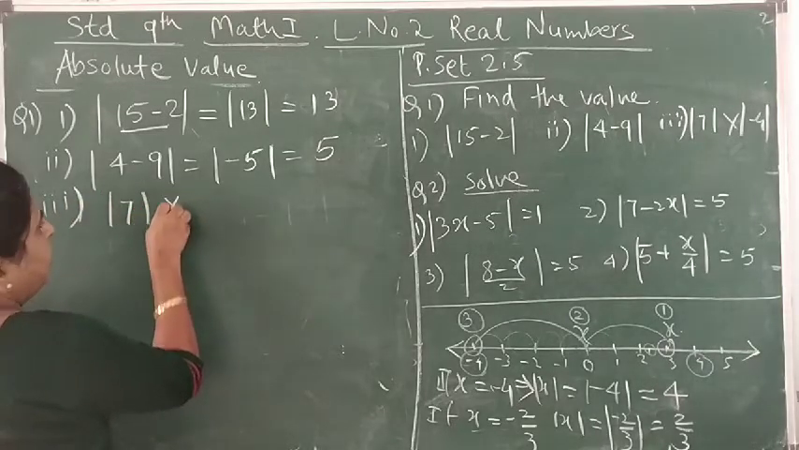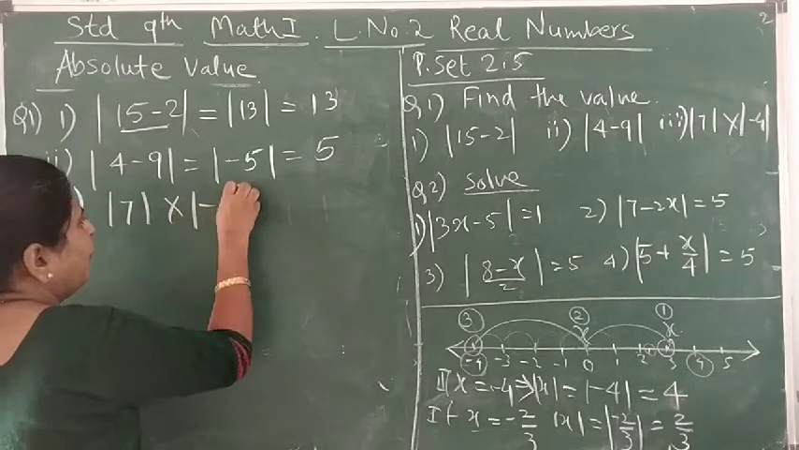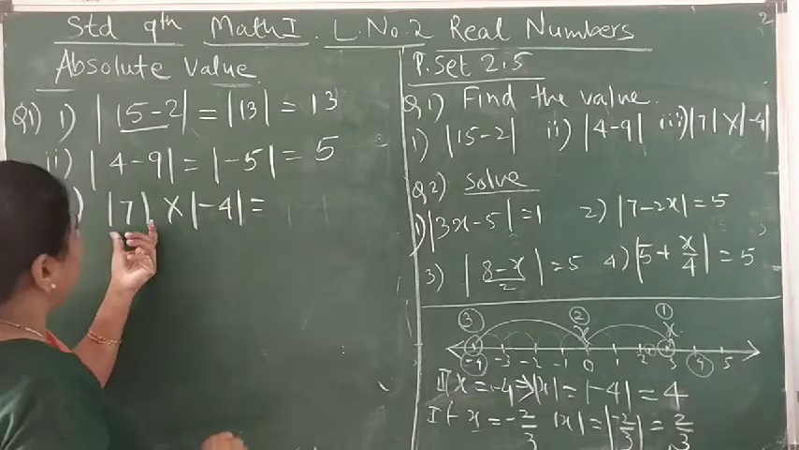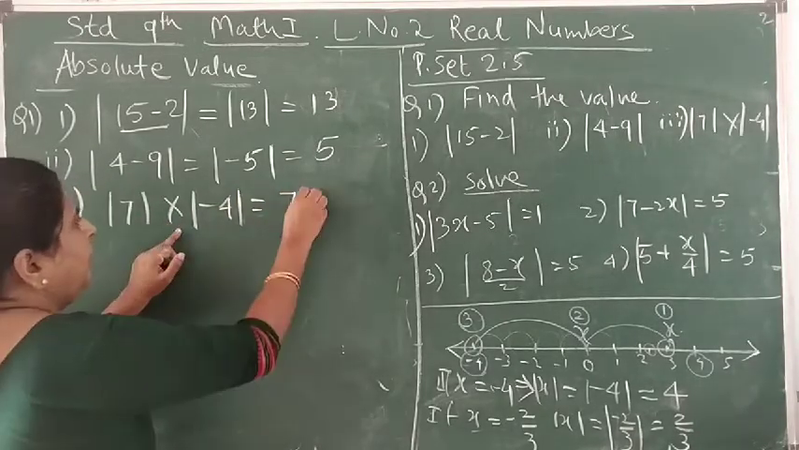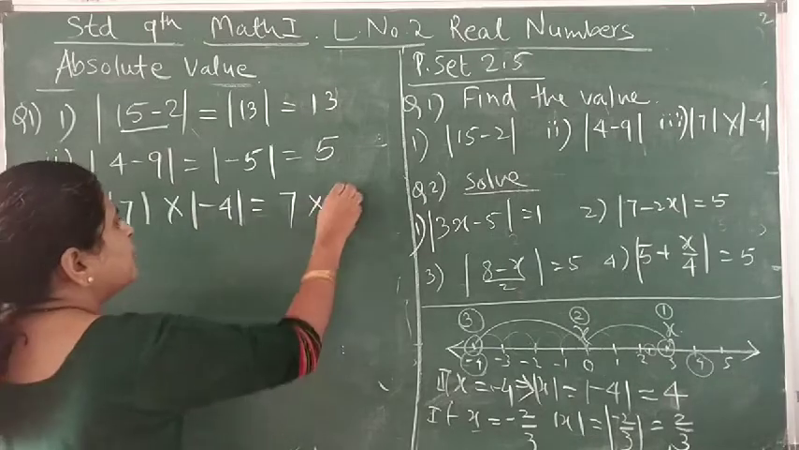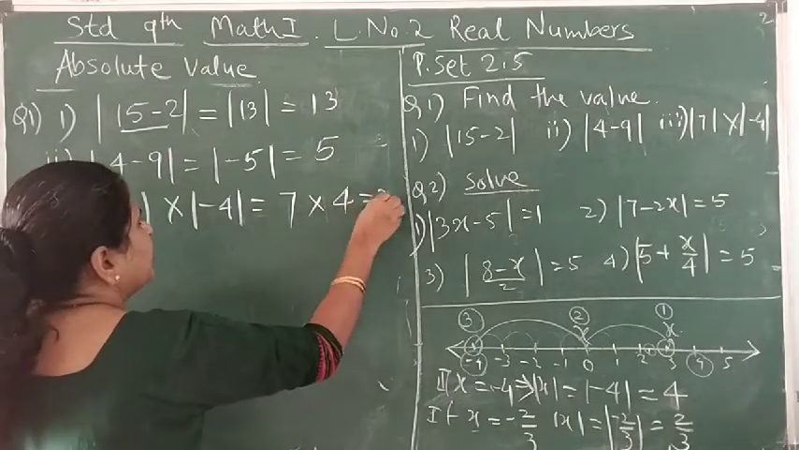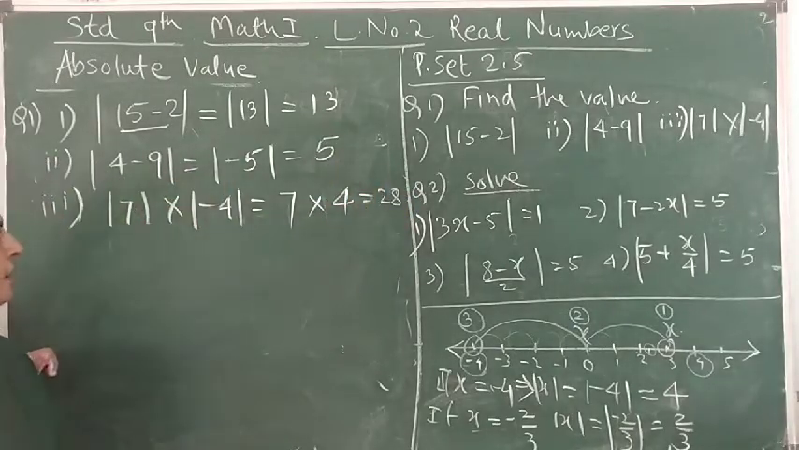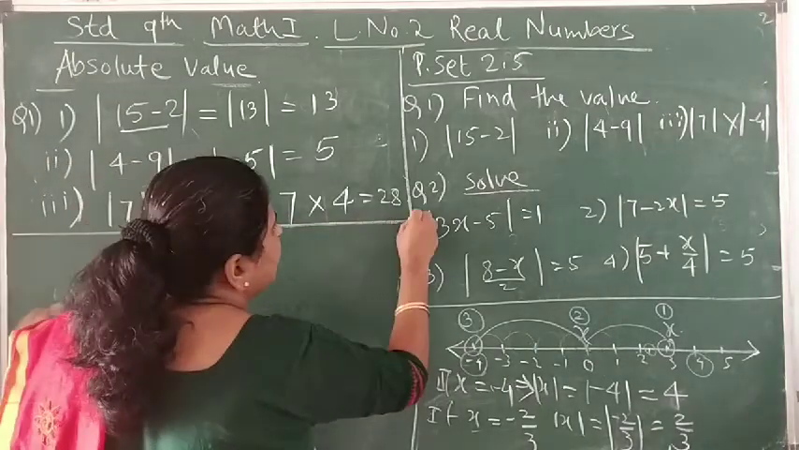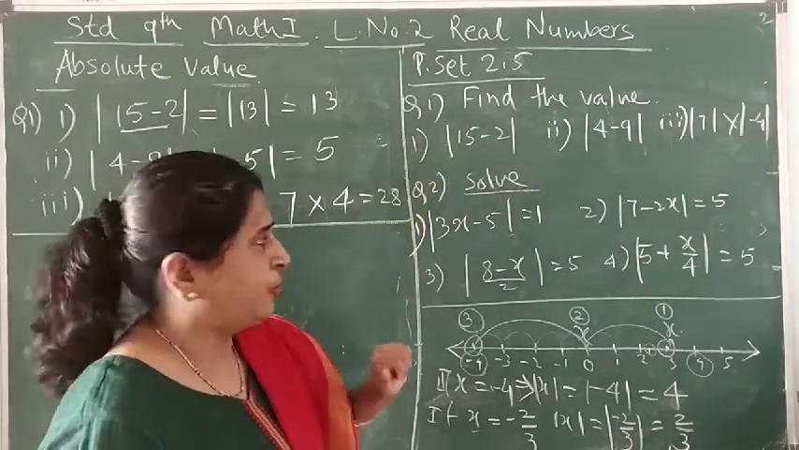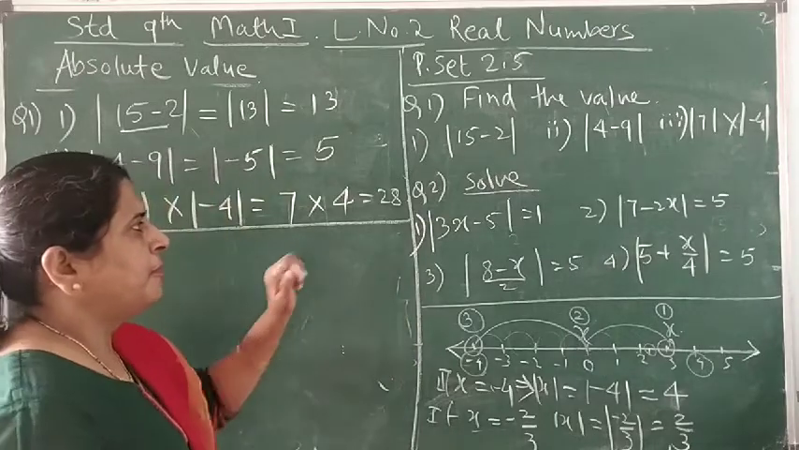Let's take the third one. The absolute value of 7 multiplied by the absolute value of minus 4. What is the absolute value of 7? It is 7, into the absolute value of minus 4, which is 4. 7 fours are 28. So like this we have to solve question number 1, find the value.